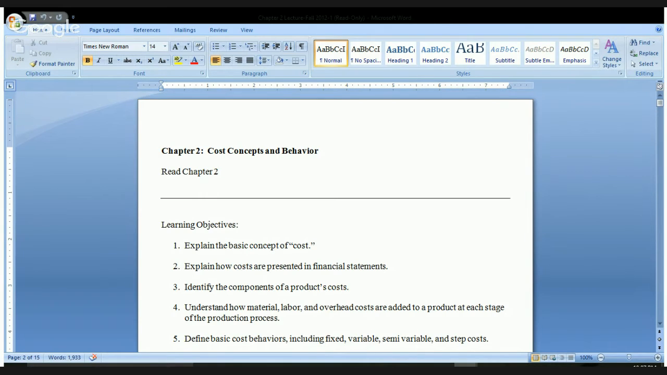The indirect labor, well, we have two of those. We have the labor product quality control at $10,000. And we have the labor security and maintenance wages at $4,000. So the total of indirect labor is $14,000.